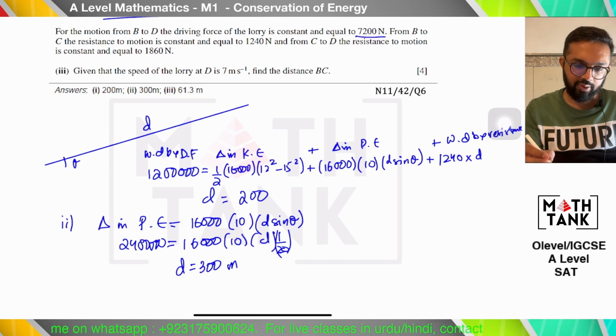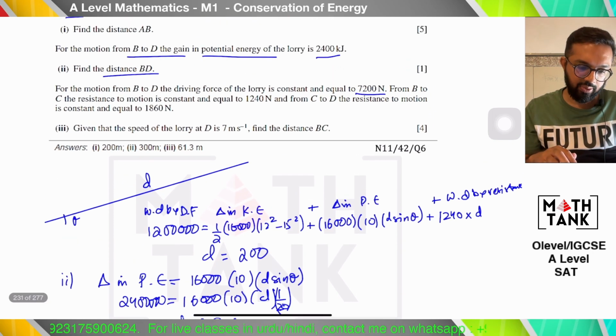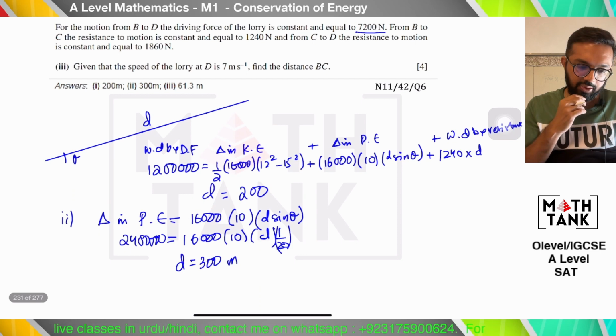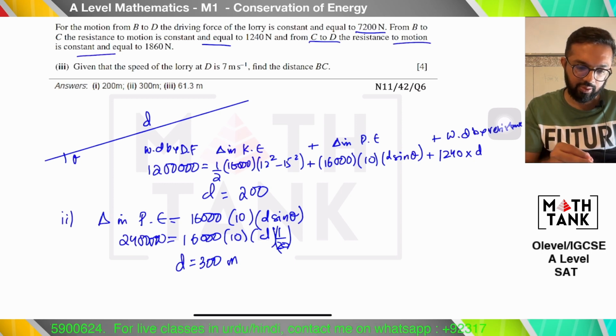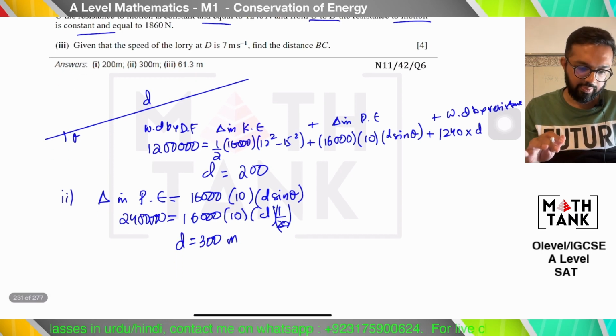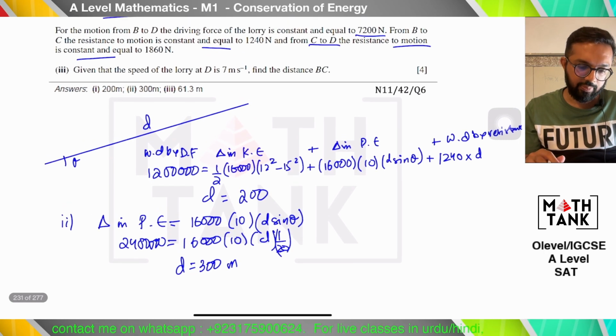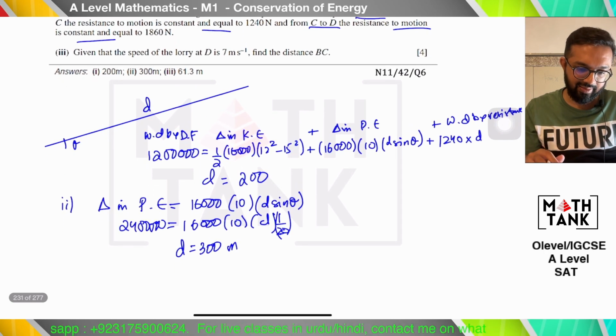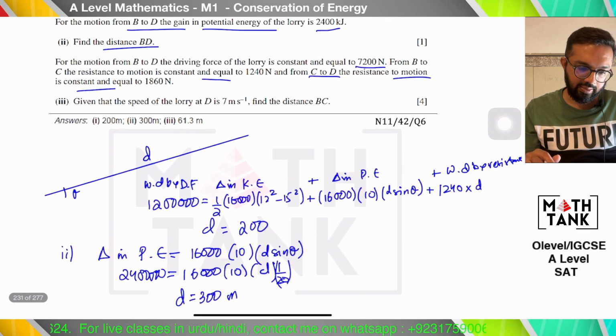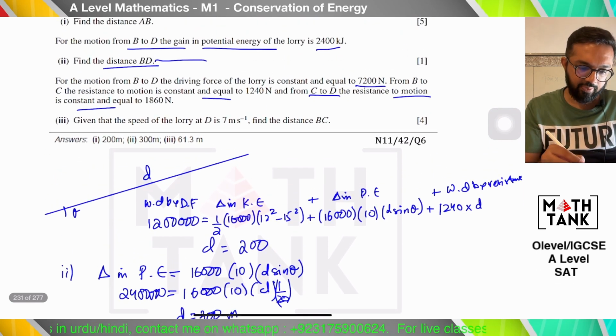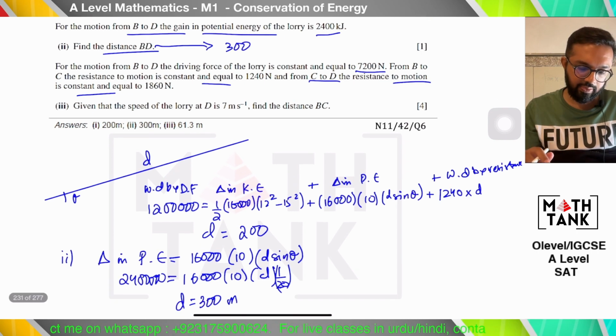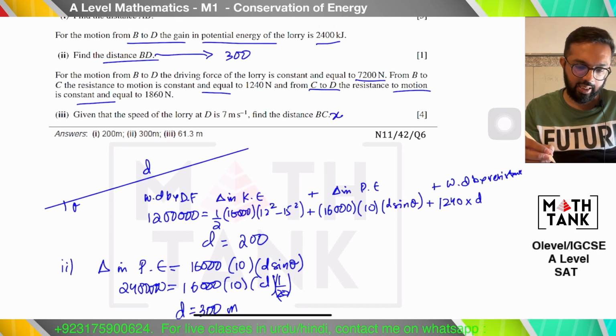It says from the motion from B to D, the driving force of the lorry is constant and equals 7200 newtons. From B to C, the resistance to the motion is constant and equal to 1240, and from C to D, the resistance to motion is constant and equals 1860. Given that the speed of the lorry at D is 7, find the distance BC. So the entire distance is 300 meters. Let's call that x, and C to D will therefore be 300 minus x.